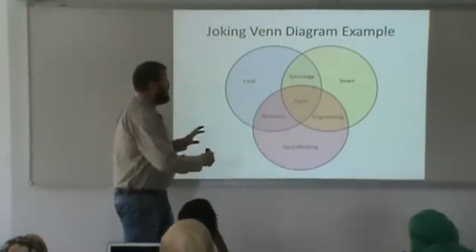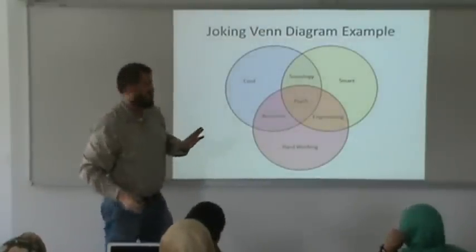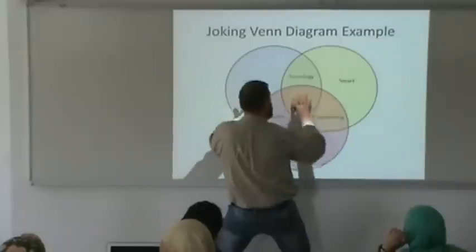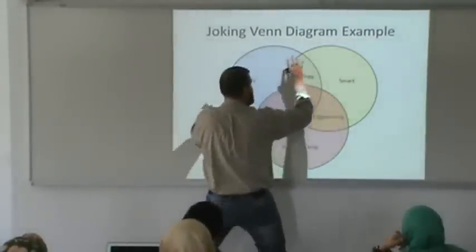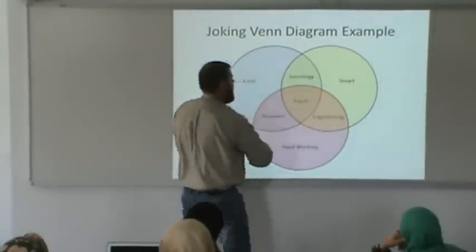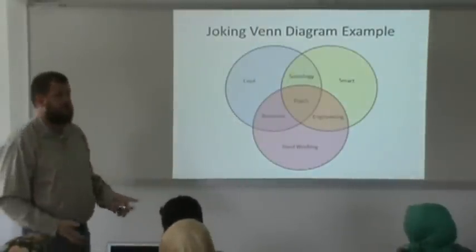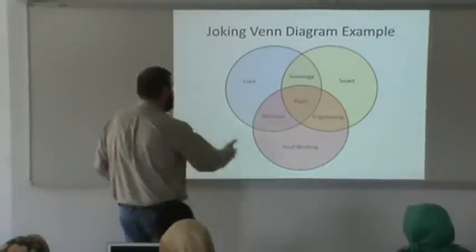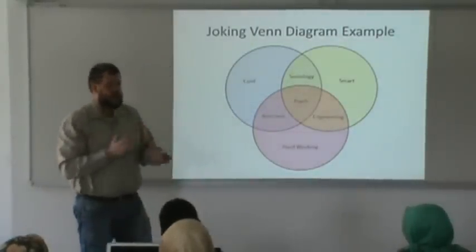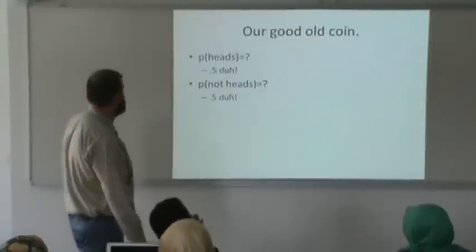Okay, so there's no bounding rectangle. So the surface area of all 3 of these circles would represent all the types of people that you could potentially observe. And then we have overlap that shows us relationships about these different types of people.